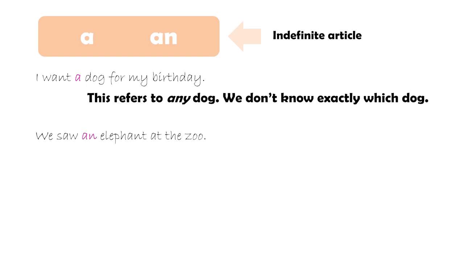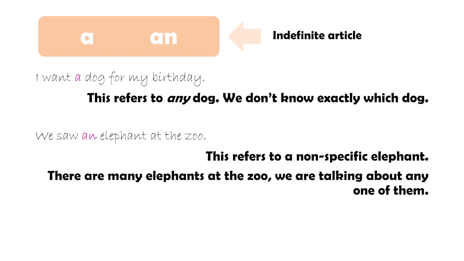We saw an elephant at the zoo. This refers to a non-specific elephant. We're not referring to a particular elephant. There are so many elephants at the zoo, and we're talking about any one of them. Now it's time to move on to the definite article.